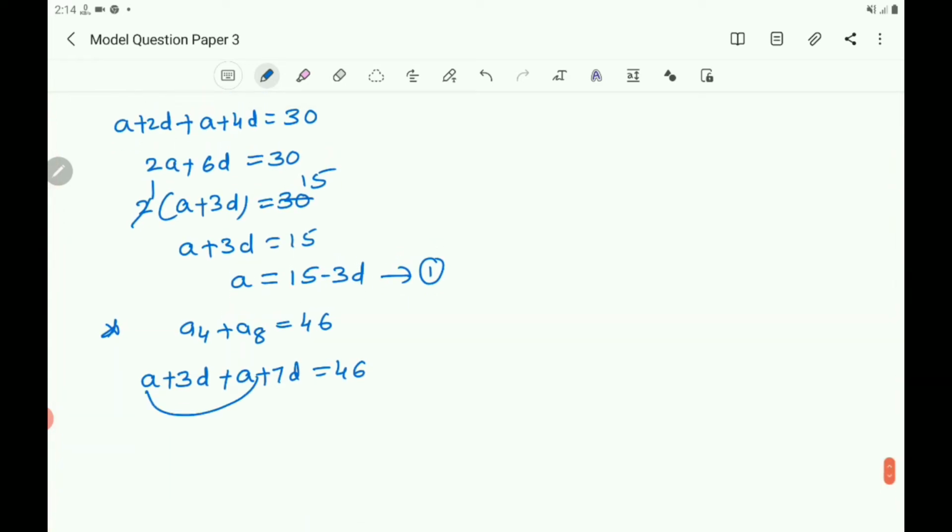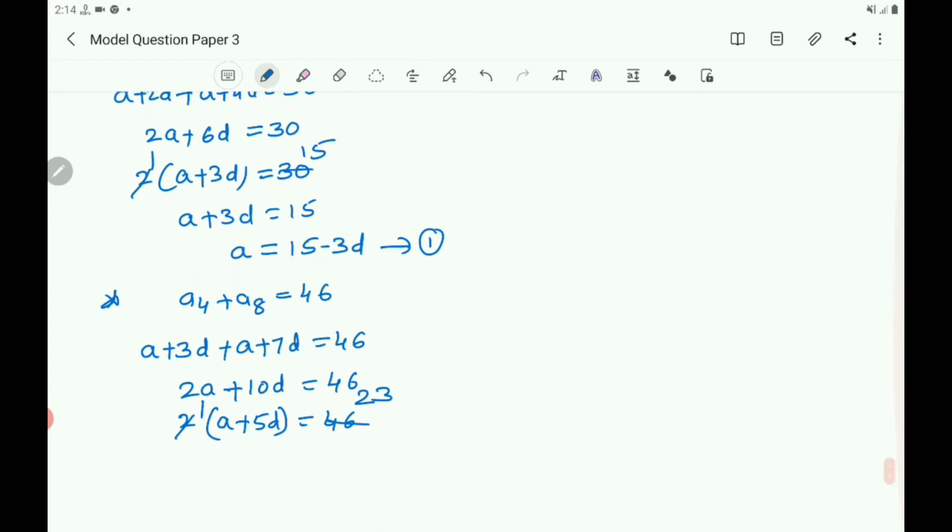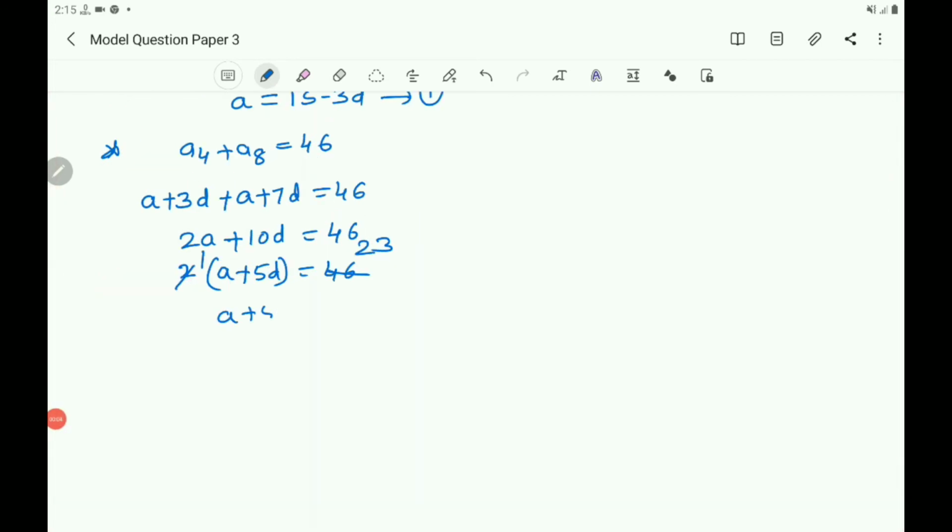Then a plus a is 2a, and the sum of 3d and 7d is 10d. 3d plus 7d is 10d equals 46. Again here also you can remove 2 common. You remove 2 outside, and in the bracket you get a in the first term, and in the second term 2 is outside. 2 5s are 10. So it is 5d equals 46. Then 2 1s are 2, 23s are. You got a plus 5d equals 23.